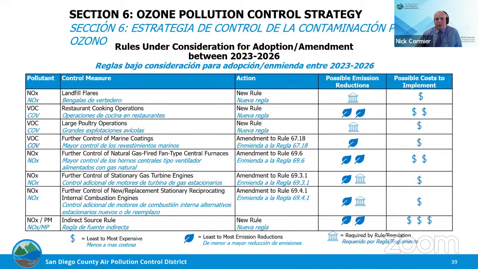On the right side of the chart, you'll see we've scaled the possible emission reductions and possible cost to implement for each of these measures, though further refinement will be needed during the rule development process. Together, if all of the proposed scheduled measures are adopted or amended, APCD anticipates the measures will further reduce ozone precursor emissions by at least 0.6 additional tons per day. All of the fossil fuel combustion measures, if adopted, will also inevitably result in indirect reductions of GHGs and PM.